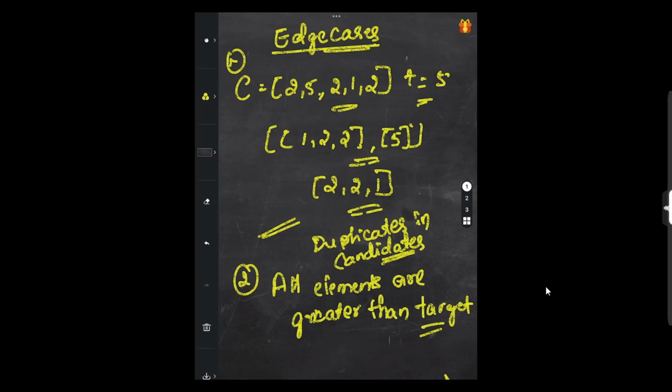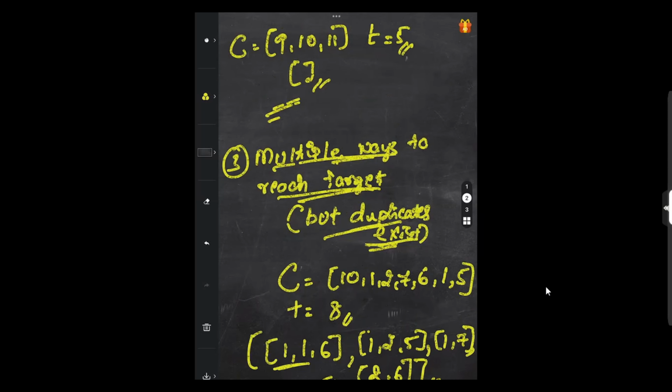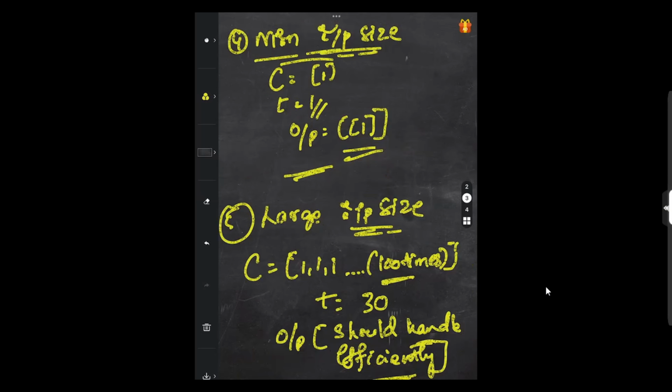So what are the edge cases that we considered here? First one was duplicates in the candidates, you can clearly see. Second one was all elements are greater than target. Third one was multiple ways to reach the target, but duplicates exist. Fourth one was minimum input size. Fifth one was large input size. These are the edge cases that we need to keep in mind. So next, let's write the code, and I'll explain the code while writing it, and then finally discuss the complexities of the code that we have written.